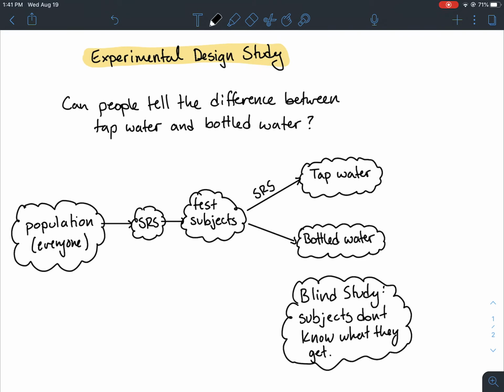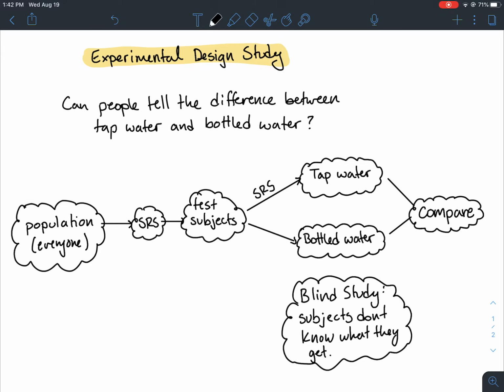And then I'm going to record the results and say X amount of people thought this was tap water when it really was, and X amount of people thought this was bottled water when it really was. And then I'm going to compare those results and say, was there a clear difference? Did the people who got bottled water notice that it was actually bottled water more than the people who got tap water?